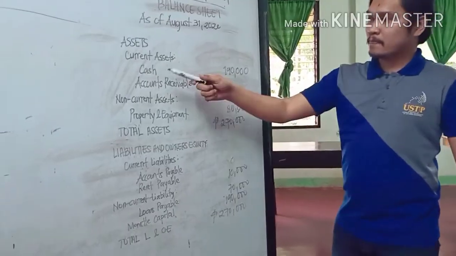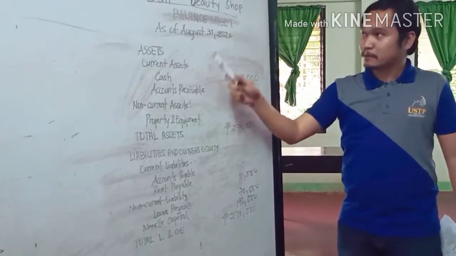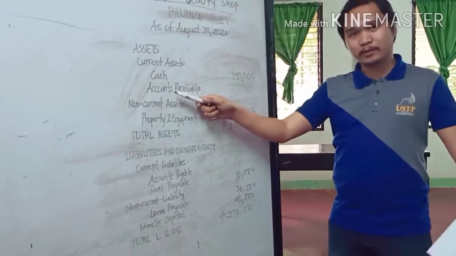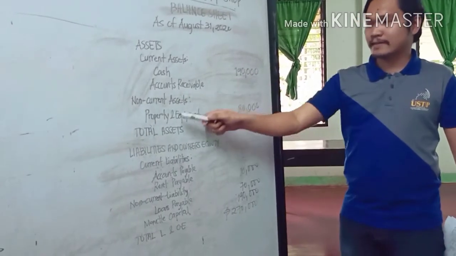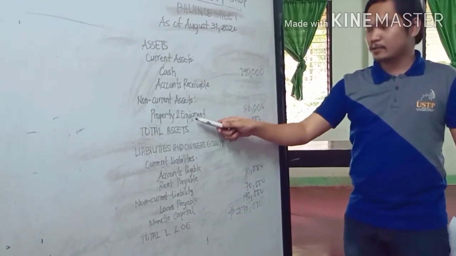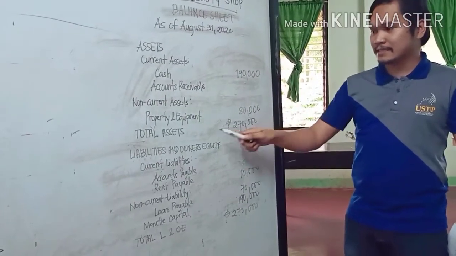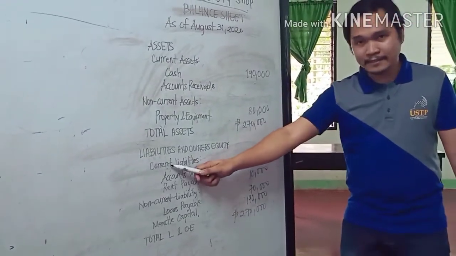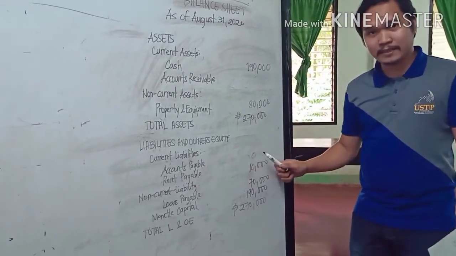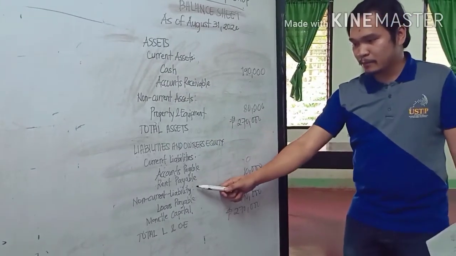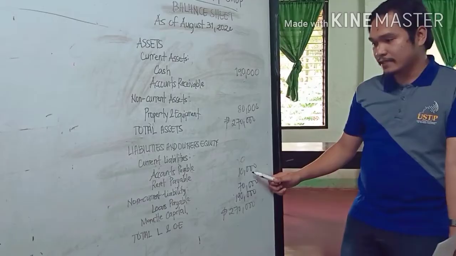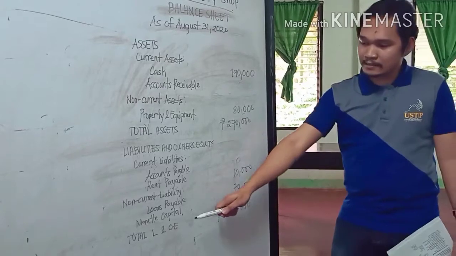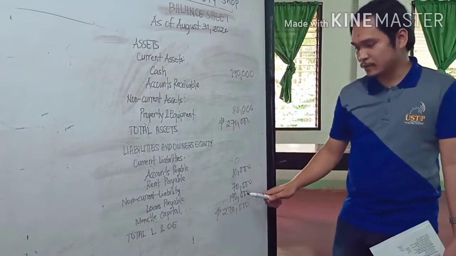For this example, the current assets of the Sun Beauty Shop: cash is 190,000. Accounts receivable is 0. And then the non-current asset is property and equipment, 80,000. The total assets is 270,000. Now for the liabilities and owner's equity, under current liabilities, accounts payable is 0, so there is no debt. Rent payable is 10,000. Loans payable, under the non-current liabilities, is 70,000. And the capital, money capital, is 190,000.